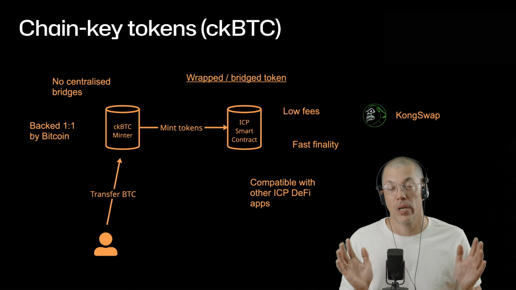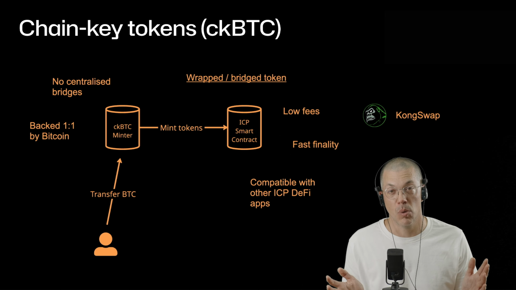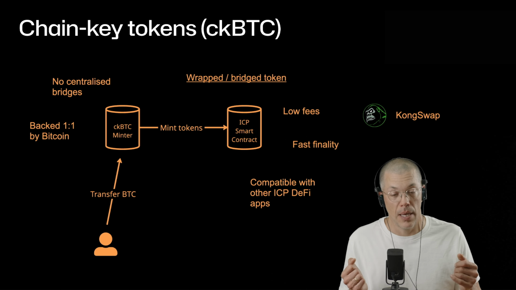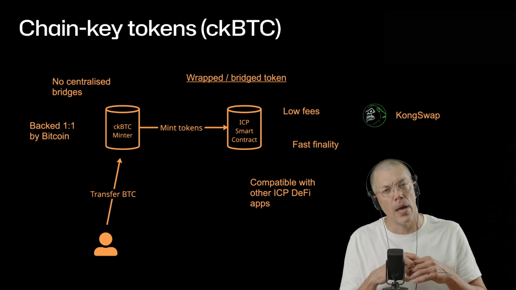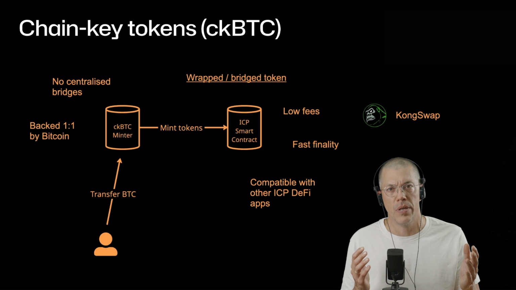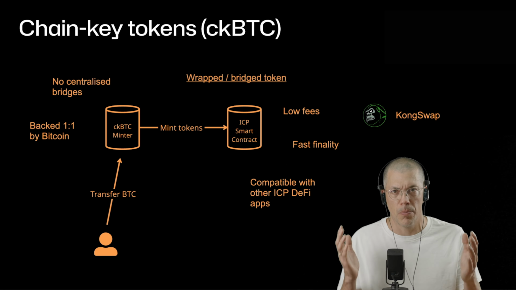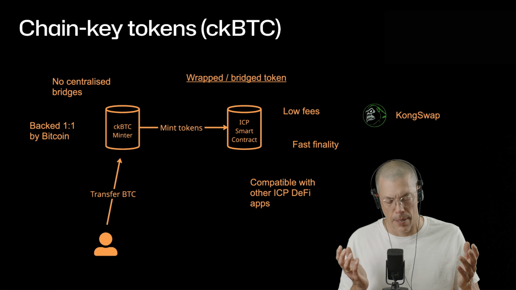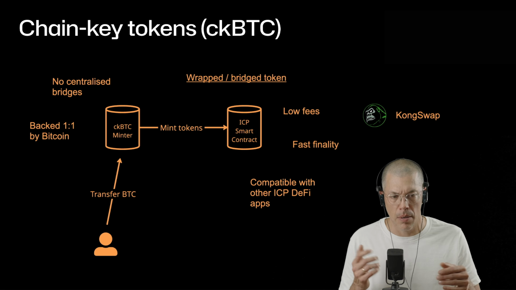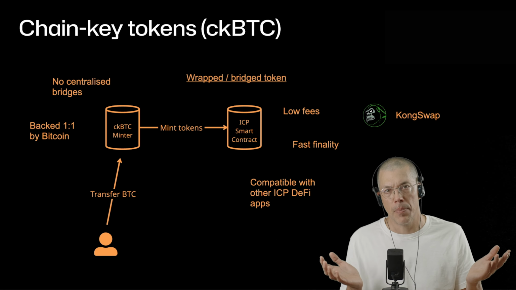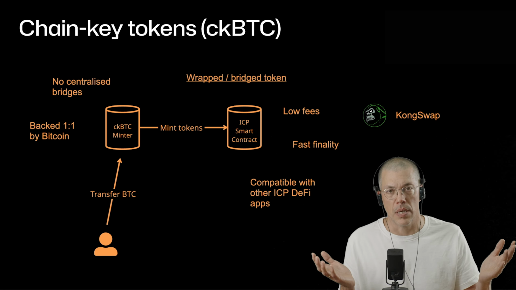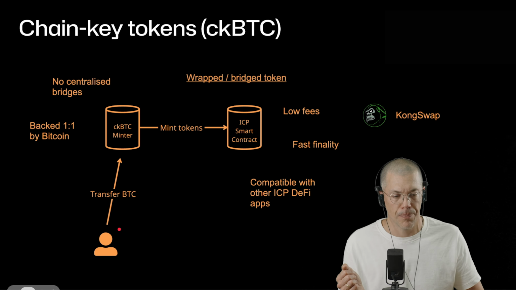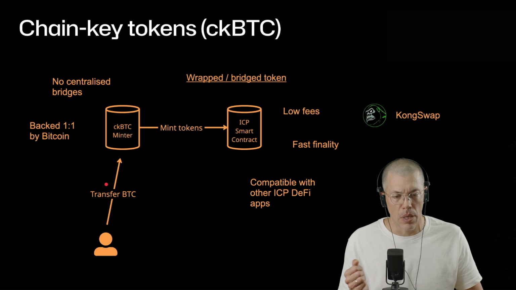The third way of working with Bitcoin DeFi on ICP that I will be covering in this video is chain key tokens. And chain key tokens is sort of an extension of the previous use case, where you have a custodial mechanism, you could say. It is a wrapped or a bridged token, essentially. So the initial phase here is mostly the same.